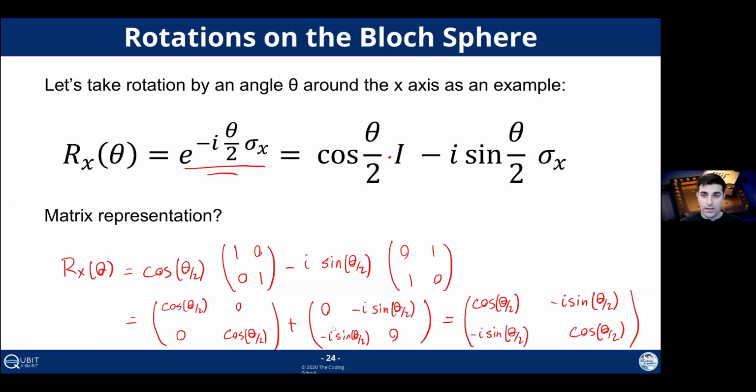Now, for practice, let's try to find the matrix representation for a rotation around the z-axis by some angle theta. And again, the expansion works exactly the same, except that now, since we're rotating around the z-axis, we're going to replace all of our Pauli operators with Pauli Z. So maybe let's take a minute or two and try to do this by ourselves. Work out what the matrix representation is for a rotation around the z-axis by some angle theta.